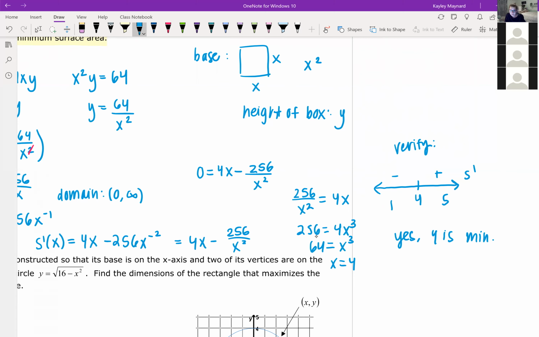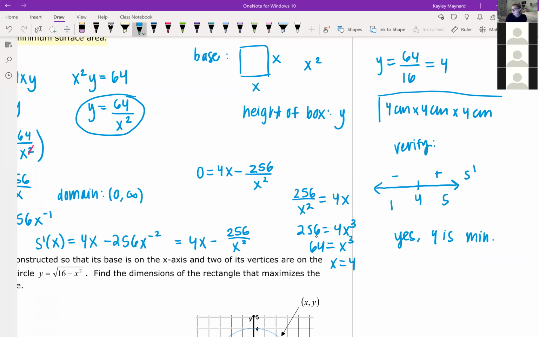Okay, and lastly, you just need to also give what y would be, because y is the height of the box. And we know that y is equal to 64 divided by x squared. So y is equal to 64 over 4 squared, which is 64 over 16, which is equal to 4. Woot. All right. Your final answer should be the dimensions of the box. So the dimensions of the box would just be 4 centimeters by 4 centimeters by 4 centimeters. What do you know? It actually ends up being a cube. After all that, it is a cube.